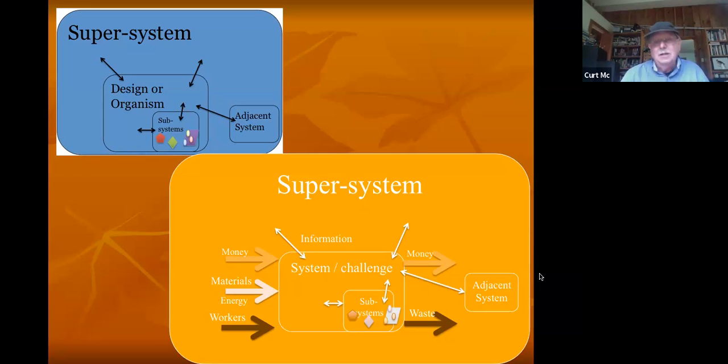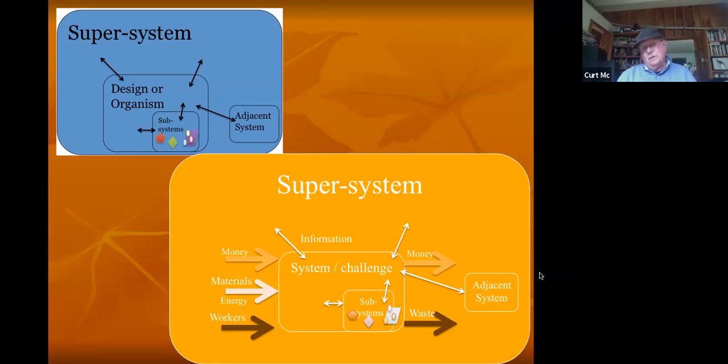And then it also talks about systems that are next to you, because those can be pretty important in what you're doing. In the lower right one, it's a little bit more with a business sense, and you can see that the super system now might be the environment or might be the economy. You can see money, materials, energy, and workers coming in, and money and waste and products going out, and adjacency as well. So different stuff there.